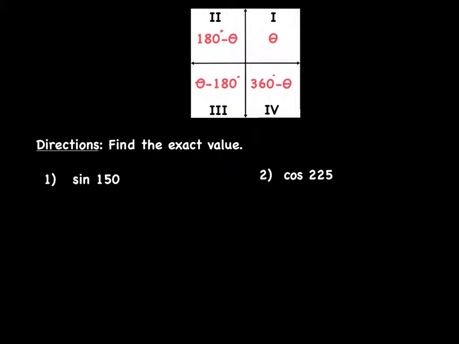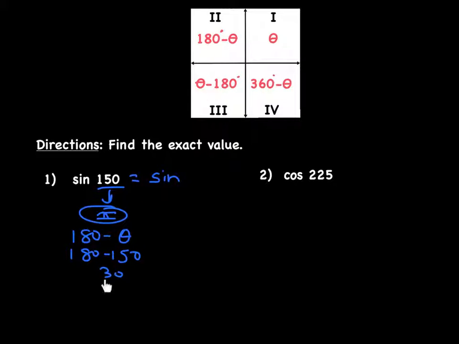So again, sine of 150. 150 is in the second quadrant. So we're going to apply our second quadrant rule, which says 180 minus theta. So since theta is 150, when we subtract these, we wind up with 30 degrees. So, okay, since we're in the second quadrant and sine is positive, I'm going to leave it as a positive sine of my reference angle, which is 30. So we get positive sine of 30.